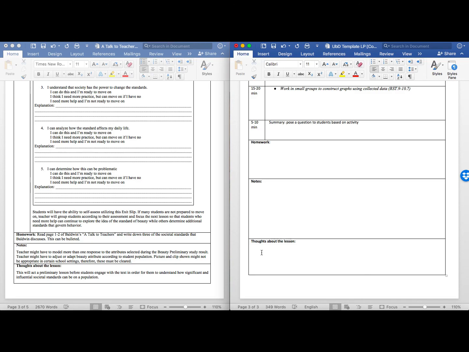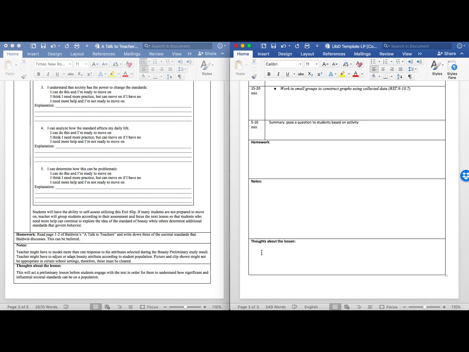Another best practice for teachers, especially new teachers, is reflecting on how a lesson went immediately after the lesson is completed. Now, why this is the best practice is because if you were to reteach this lesson again in the future, you have something to go back to.